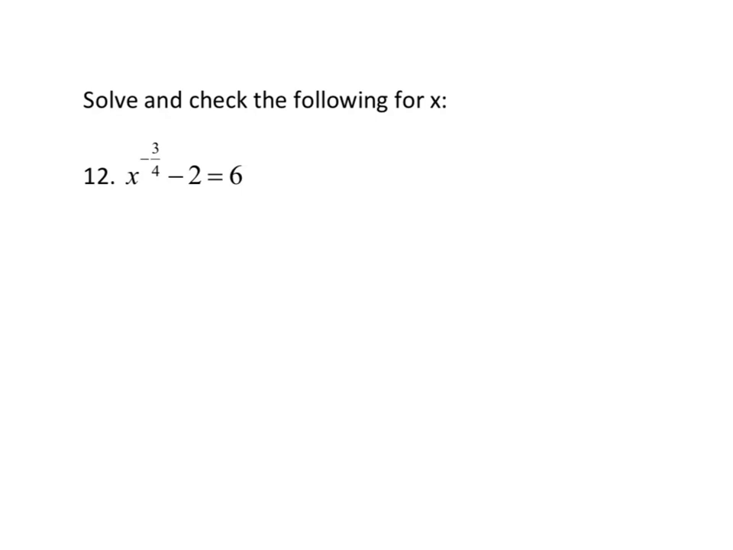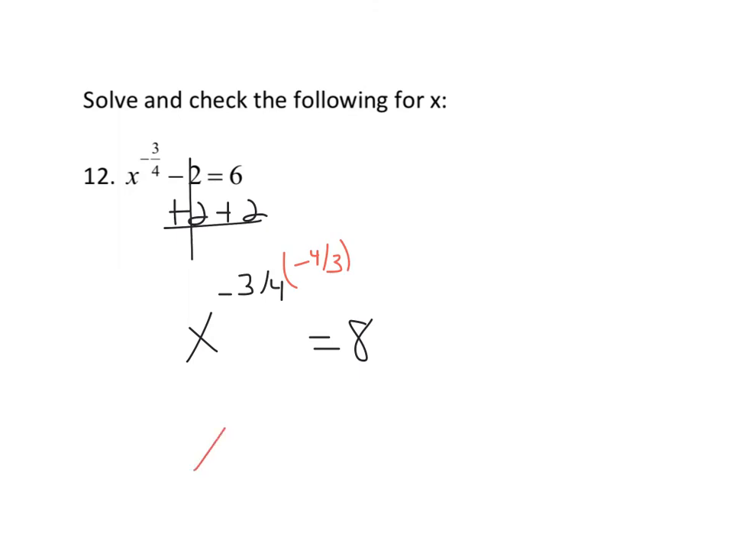Okay, to solve this, you're going to add 2. You get x to the -3 over 4 equals 8. To get the exponent to cancel and leave just x, you multiply the exponent by the reciprocal, so type in 8 to the -4 over 3, and you get 0.0625. You could also write it as 1 over 16.